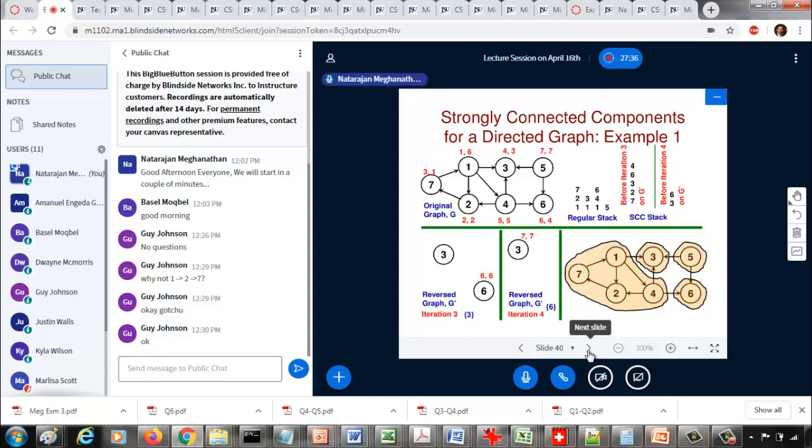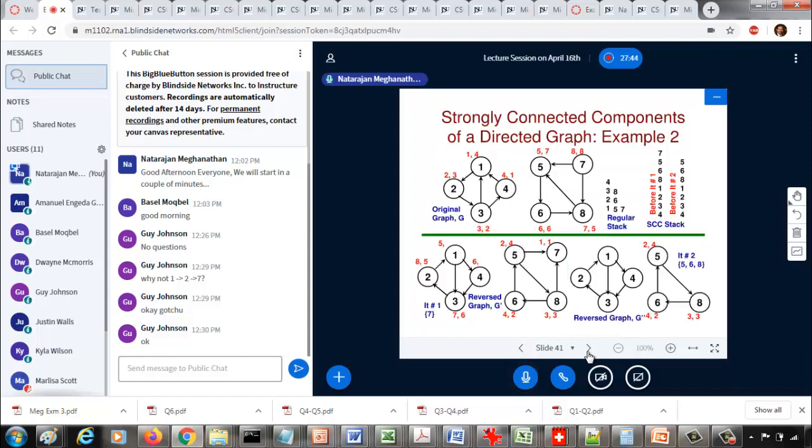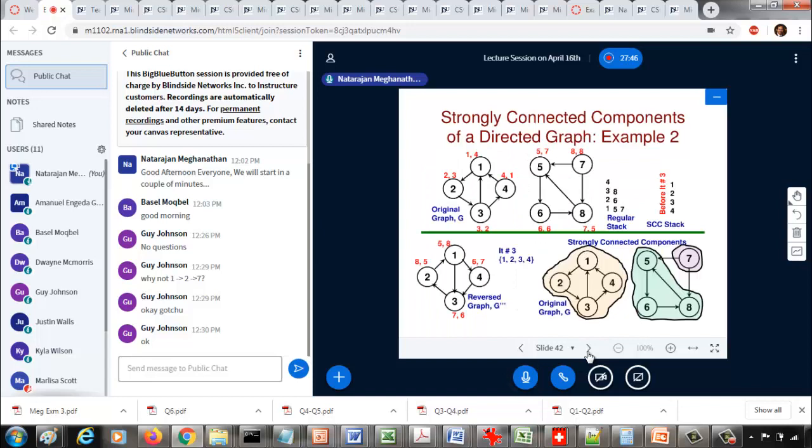We are going to work out this example and actually find the strongly connected components. I'm just trying to introduce what a strongly connected component means. Now, the directed graph could be given to you like this.